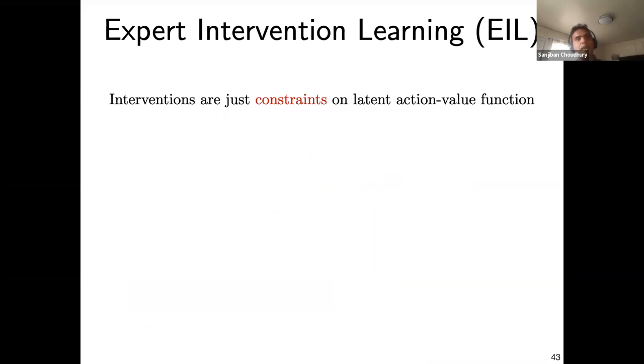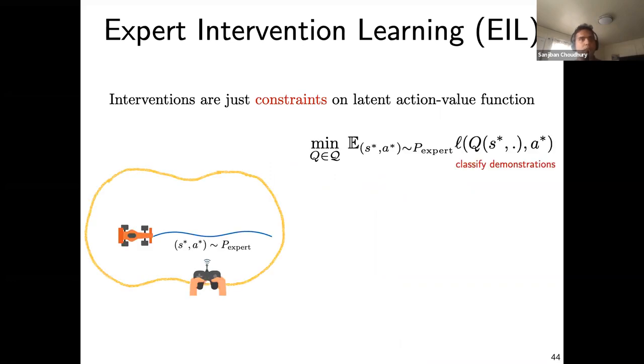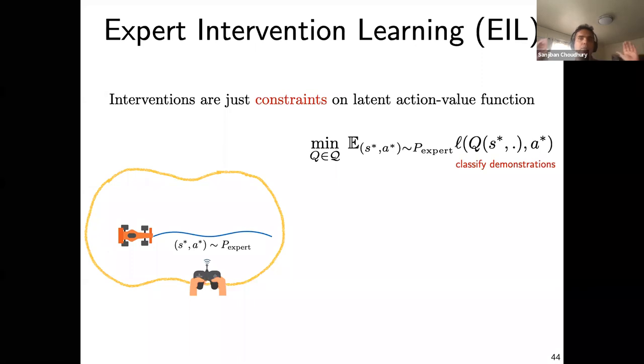We're going to set up this problem of learning from interventions as an online constraint optimization problem. So recall that we are solving for an action value function Q. Think of Q as a function that maps state action pairs to real value. So the lower the Q value, the better it is. Let's say we have an initial set of expert demonstrations, S star, A star, sampled from P of expert, which is a distribution that the human drives in. We can begin by initially trying to correctly classify these demonstrations, right? So solving for a Q value such that the minima of the Q corresponds to the action that the human took.